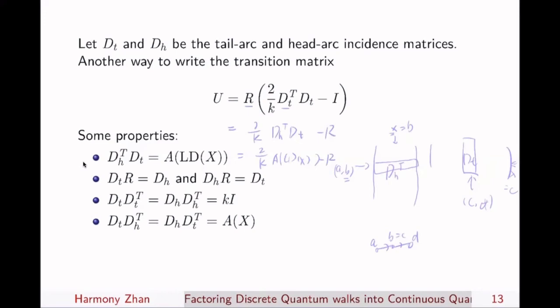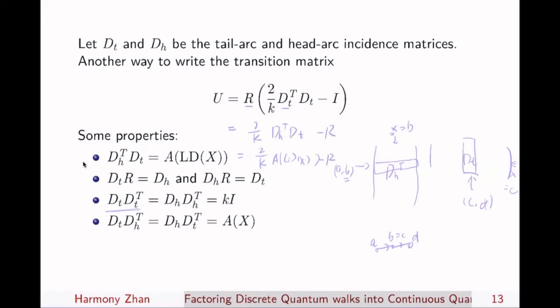Now if you multiply D_T by its own transpose, then you can see this is counting the degree of some vertex if the row index agrees with the column index. So that explains this identity.